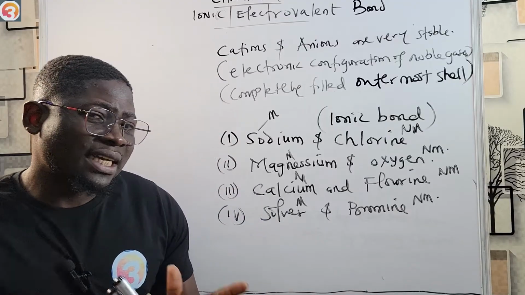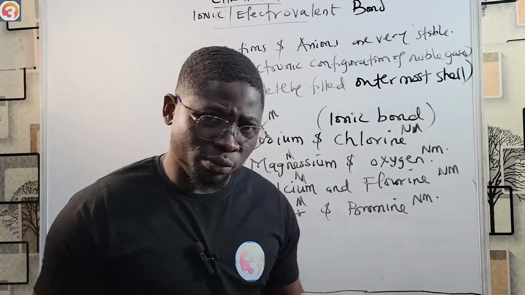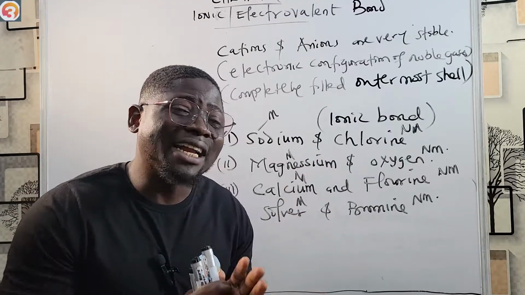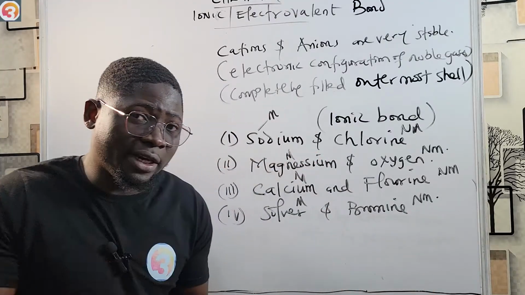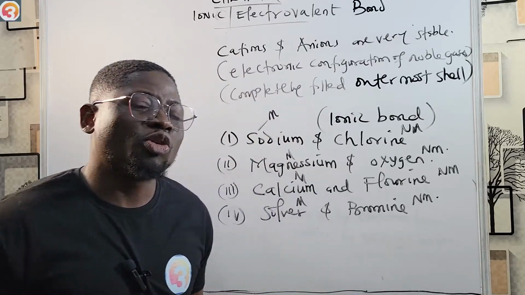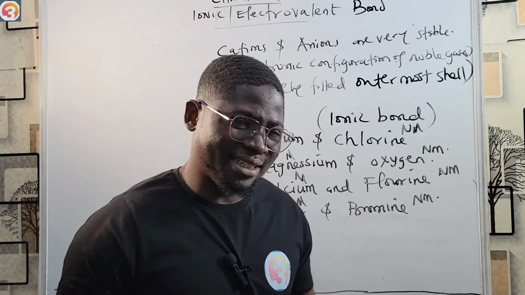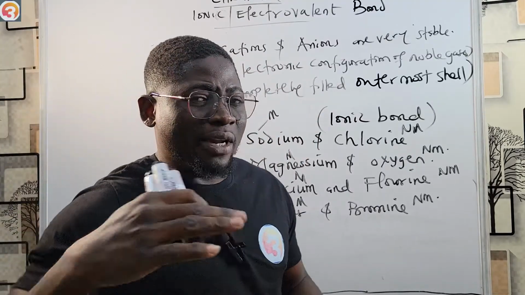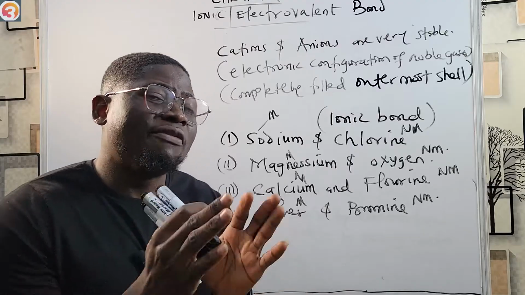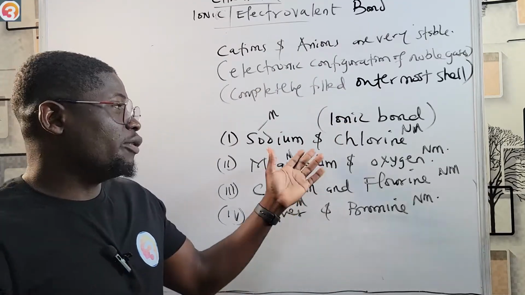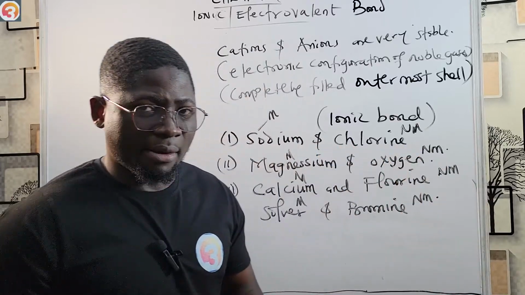Before the transfer of these electrons, they are not stable. The compounds involved in electrovalent bonding are not stable before the transfer of electrons, but they become stable. That is, they have the electronic configuration of the noble gases after the transfer of electrons. After the transfer, they become stable, but before the transfer, they are unstable. That is why they go into bonding.